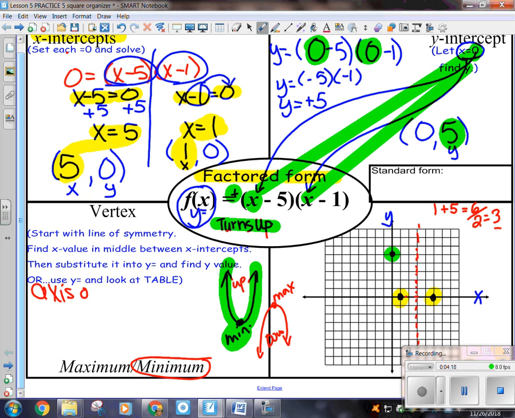Axis of symmetry. Write this down. Yes, ma'am, you have to. You're going to be asked about it on the test, so I want you to be practicing with it now. Okay, that line does not cross the y-axis, it crosses the what? X-axis. At what number does it cross? 3. X equals 3.